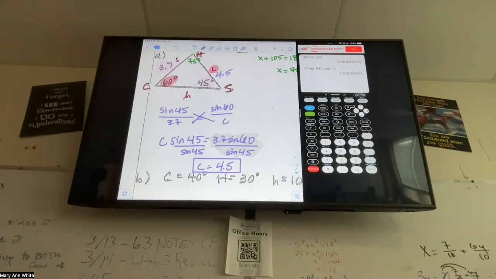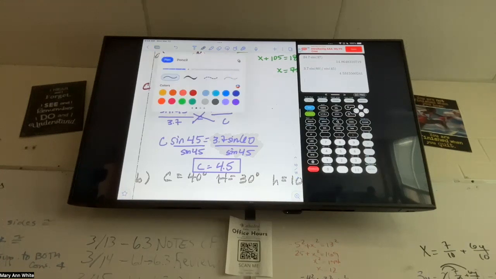So little c is 4.5. Anybody have any questions on the equations I set up or how I solved it? Okay, I'm gonna do the exact same thing now to find little h. I'm gonna continue to use 45 and 3.7 because those were given to me. God forbid I mess up on that 4.5. I don't want to use an answer that I found in case I mess up. So I want to always use the numbers that were already given to me.